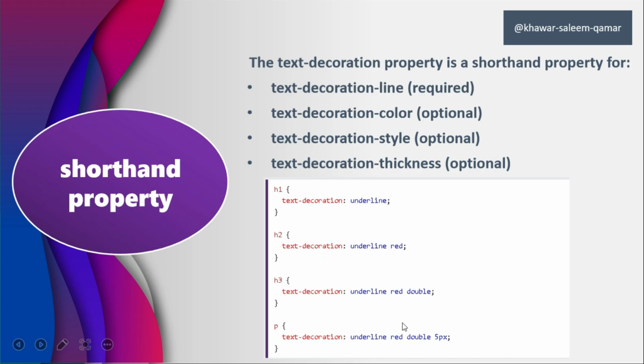Right here you can see examples of them as well. We have read about each value for each attribute, so you can understand it. In the first example, it is just giving the text-decoration-line, which is the required property, and missing all of the other optional ones. In the second one it is giving the color as well, in the third one it is giving the style as well, and the fourth one is giving all four values.